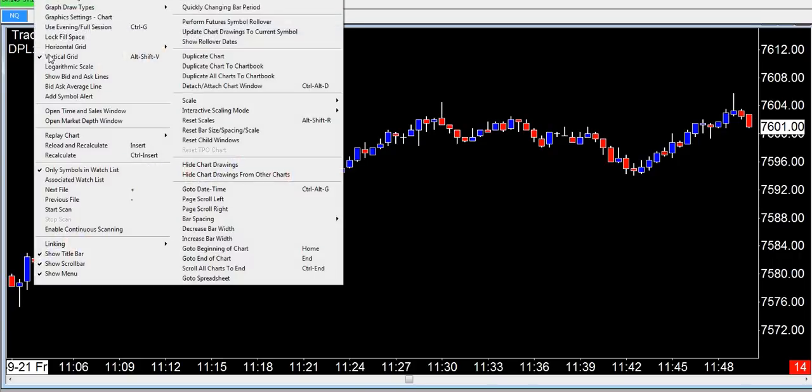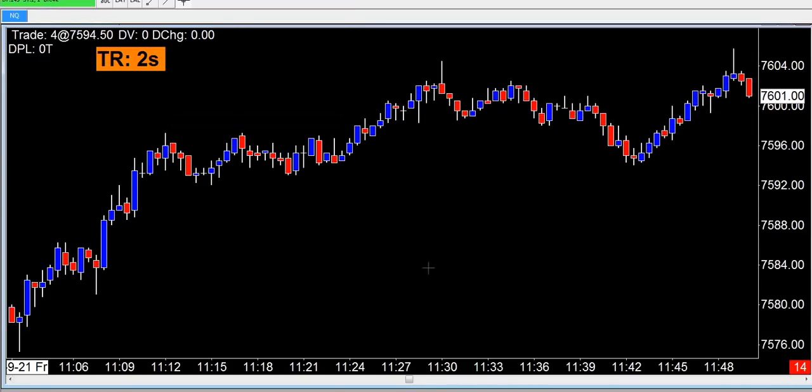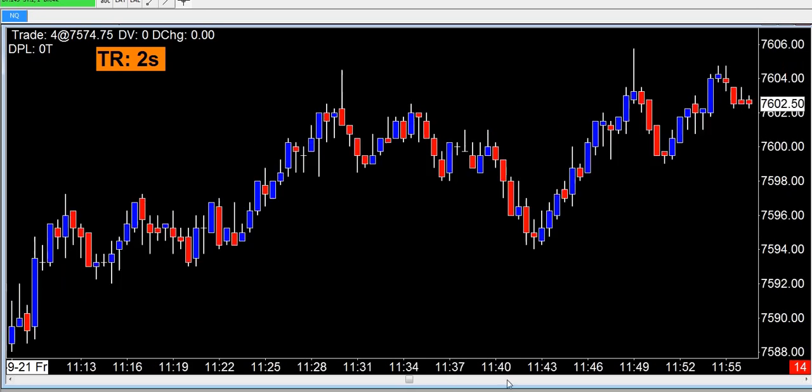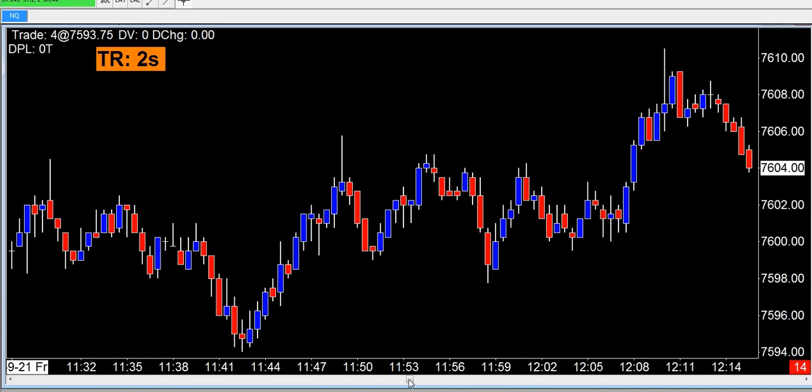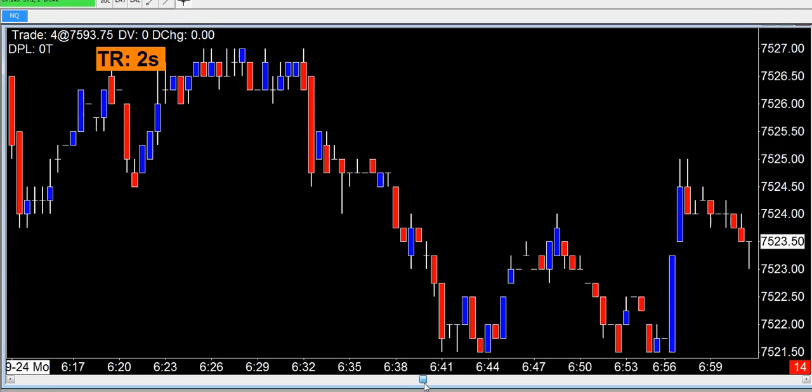So that's really what it boils down to: being able to identify, is the market going up? Is the market going down? Is the market going sideways? Is there a potential trend change? We want to be on the right side of the market.